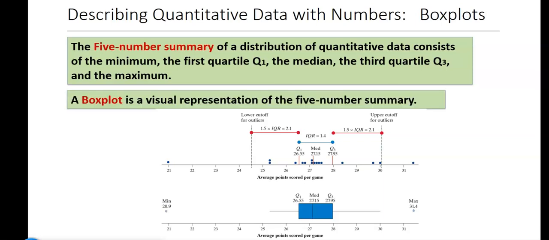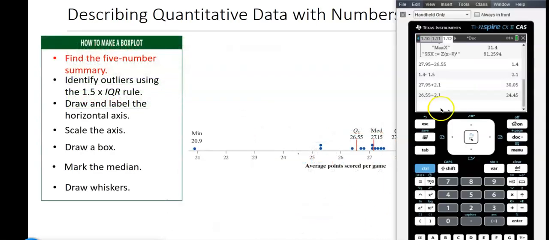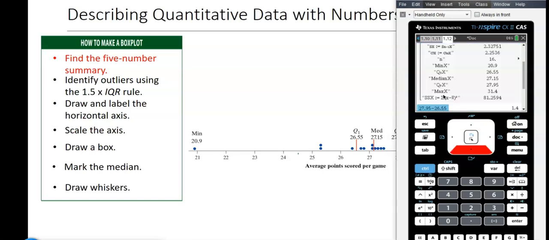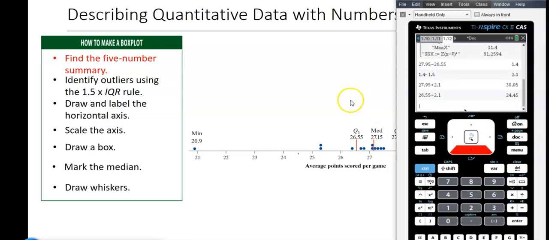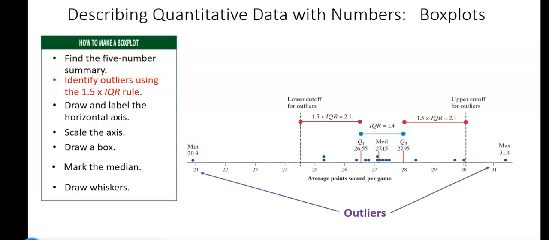A box plot is a visual representation of the 5-number summary. The 5-number summary is the minimum, Q1, median, Q3, and max. And by the way, in your calculator, it's always those last 5 numbers: min, Q1, median, Q3, and so forth. You can see those last 5 numbers are the summary there. I just drew a picture of it there.